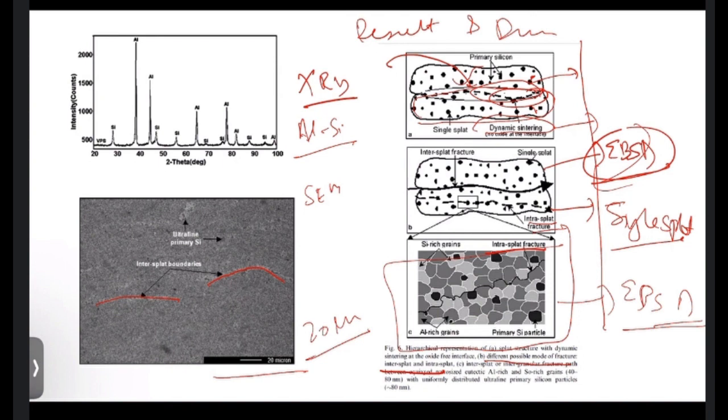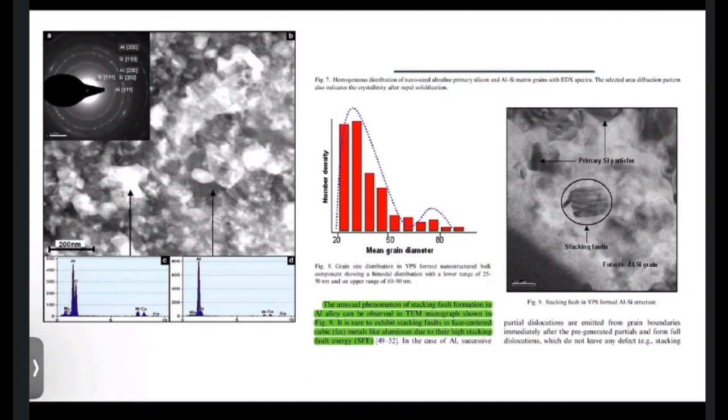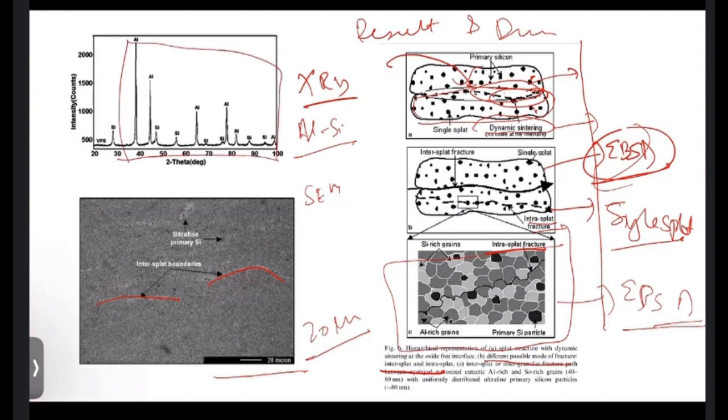Here they have taken the TEM of the aluminium silicon nanoparticles which they have formed, and we are able to see grain-like structures over here. You can see that the scale is 200 nanometer. This is an electron diffraction pattern, and you see that these Miller indices match with the XRD Bragg peaks.